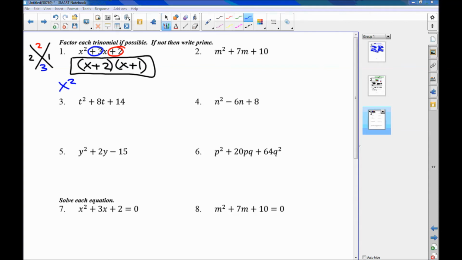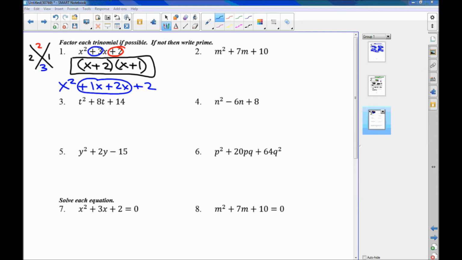Remember, though, you could always check yourself on a quiz or test by just doing FOIL, putting it back together. First would be x squared. Outside would be 1x. Inside would be 2x. And last would be 2. And when we combine the like terms in the middle, we would get exactly the same trinomial. So you can always, always, always check yourself.